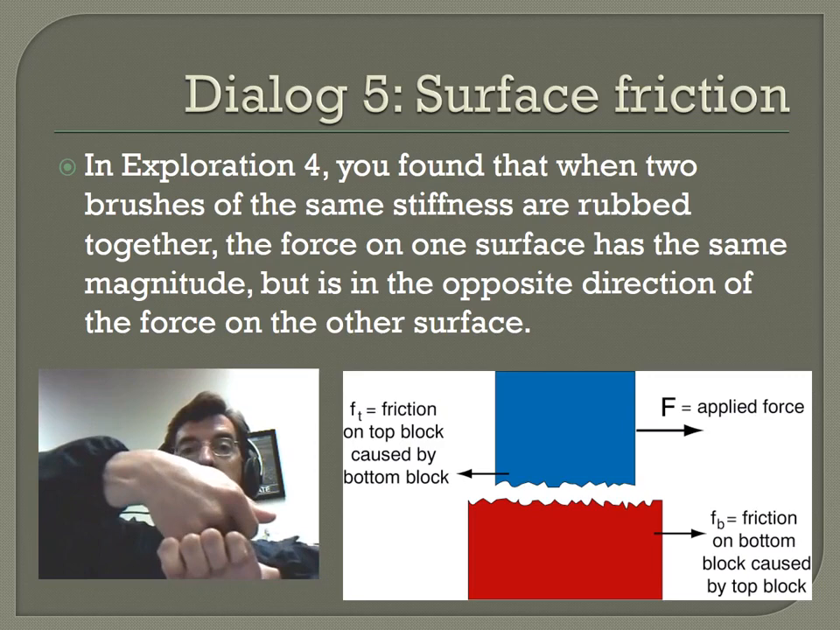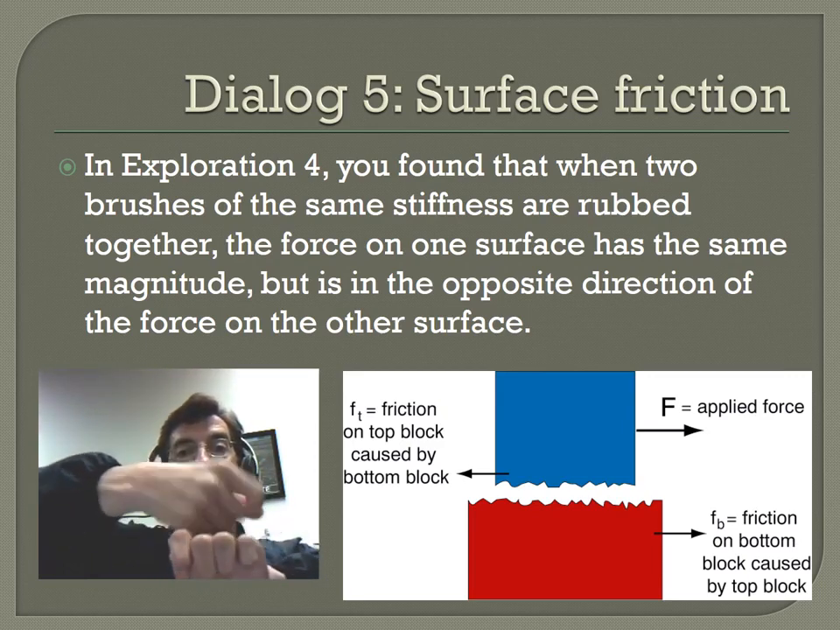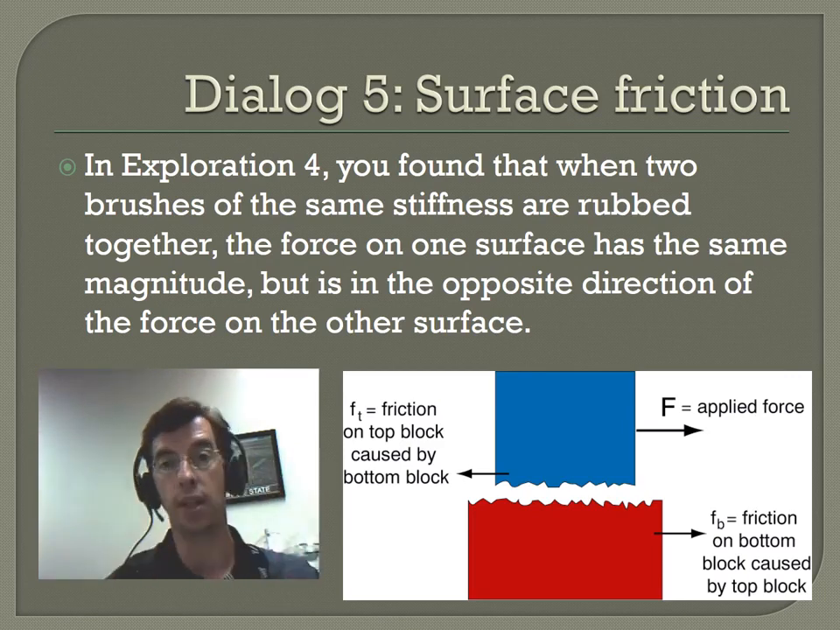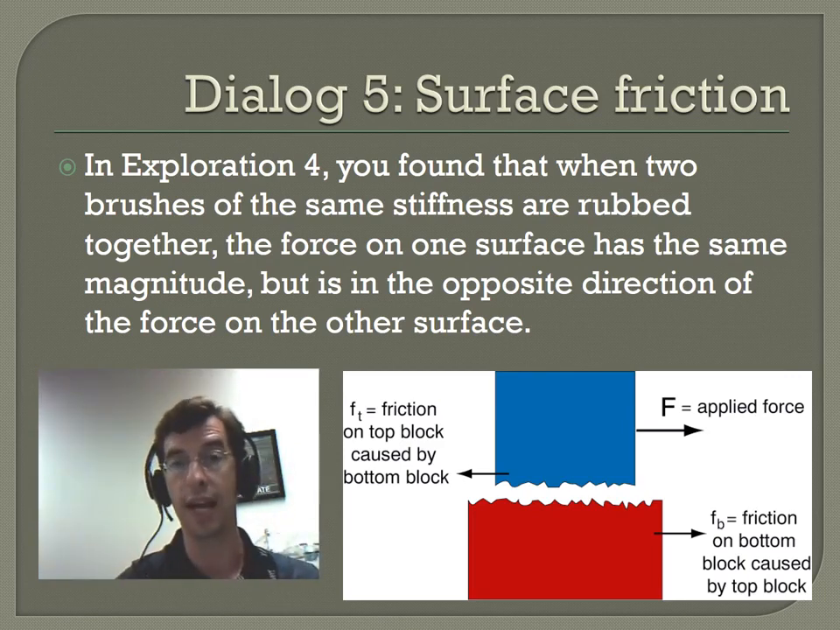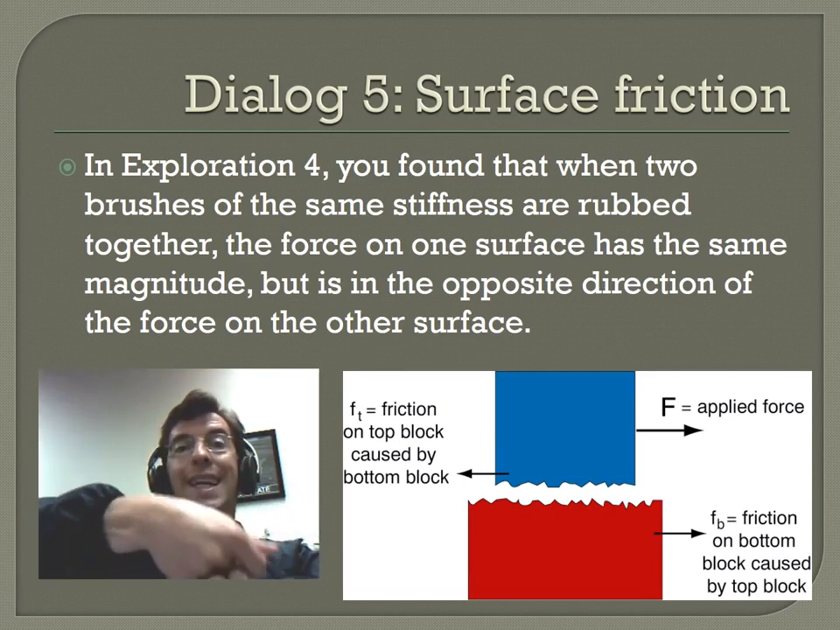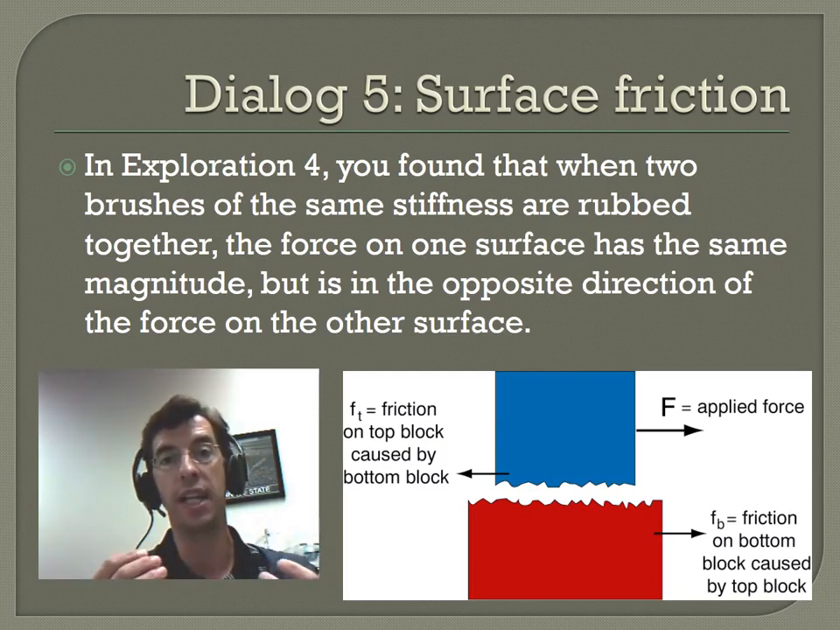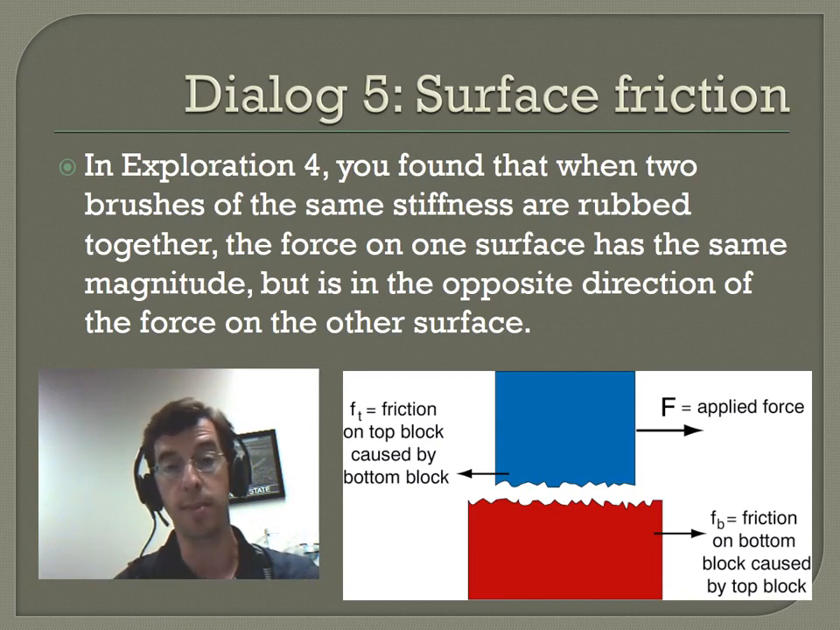The force of the bottom hand on the top hand in this direction, and the force of the top hand on the bottom hand in this direction. And knowing that there are two forces acting, and notice that they're on different objects, the force of the bottom one is acting on the top one. The force of the top one is acting on the bottom one. So that's very, very key in understanding how to use friction in some of your free body diagrams.